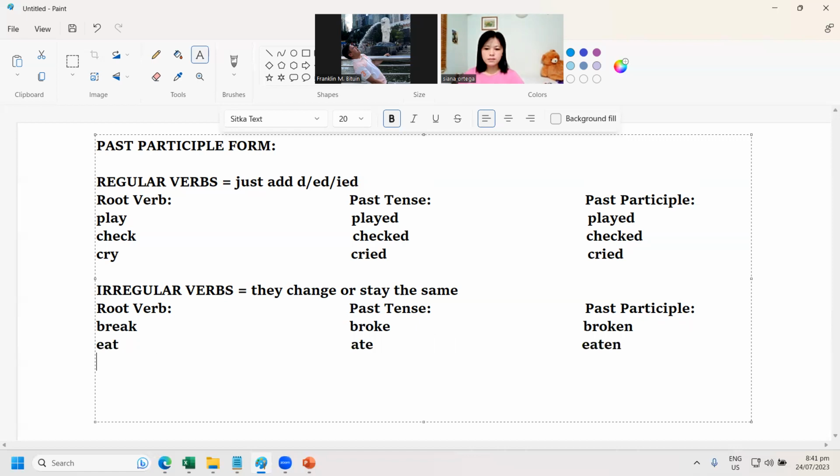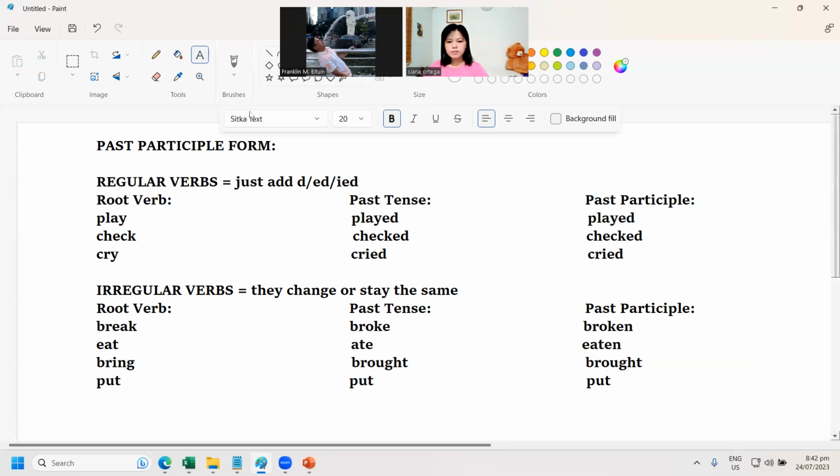How about if you say bring? Brought. And it's still the same. The same here. If you say put, what's the past tense? It's just put. And what's the past participle form? It's still put. So that's how you form the past participle form.